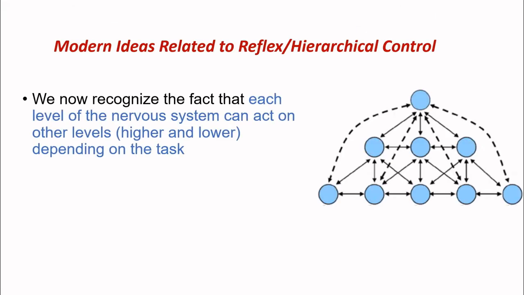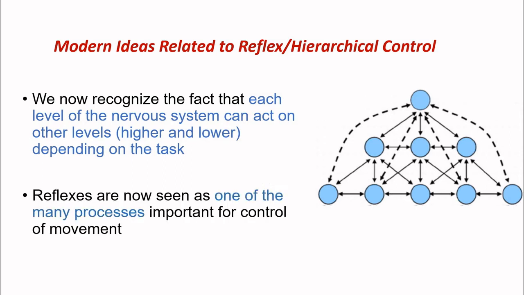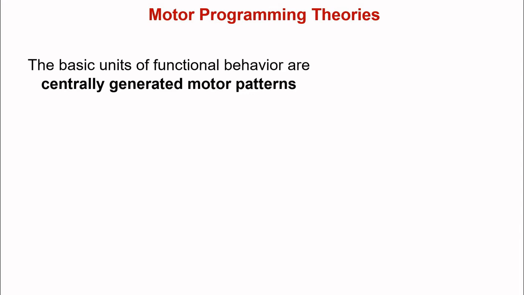Modern theorizing about motor control now recognizes the fact that each level of the nervous system can act on other levels, and that the interaction between levels varies depending upon the task. Within modern theories, reflexes are now seen as one of many processes that are important for motor control. The next theory of motor control for us to consider is motor programming theory. Instead of reflexes, as in the reflex theory, the fundamental units of functional behavior in this theory are centrally generated motor patterns.